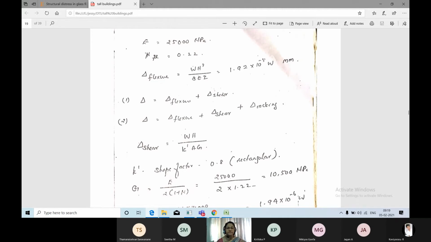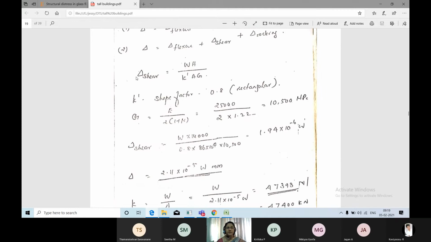Now delta shear. There is a formula for delta shear. You should remember this. Delta shear is equal to WH by K dash A into G, where K dash is the shape factor for a rectangular cross section. The shape factor is given as 0.8. For different sections it is given, so that will be given to you. H is the height, A is the area and G is the modulus of rigidity.